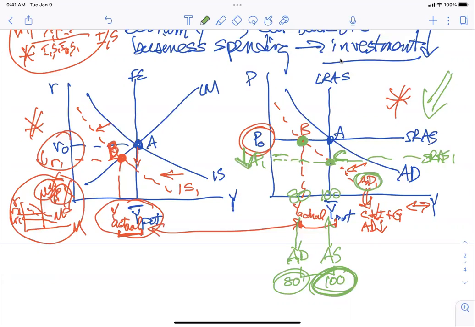What happens in terms of IS, LM, and FE? Where is C in this graph? If price goes down, what happens in the asset market? MS over P, if P is going down, that's in the denominator. What happens to the real money supply? It goes up, so it moves to the right. Real money supply shifts to the right, the real interest rate goes down. The LM curve shifts down and to the right, which has to be a lower interest rate.